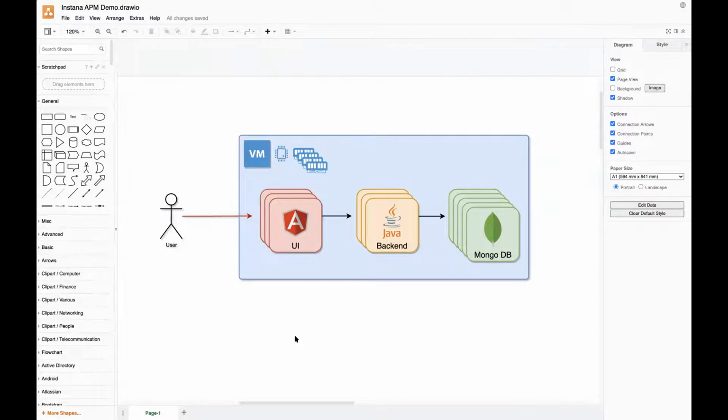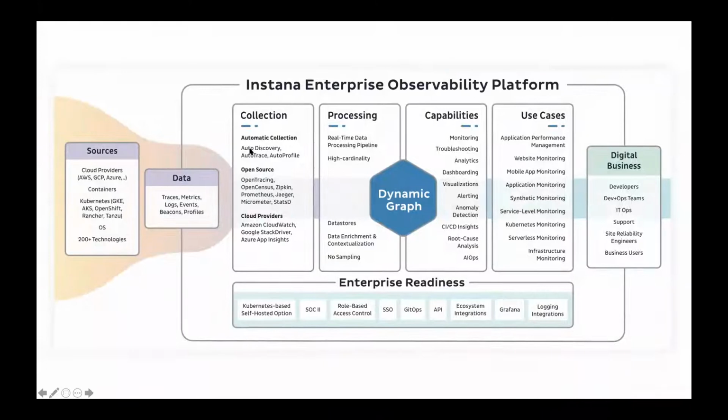But in real life, the number of technologies or number of products or number of microservices could be a lot. In that case, an APM should be capable of auto identifying all the different processes or products or services that are running, and it should be able to track them, right? That's what this particular point is. It is auto discovery and auto trace. It will discover everything automatically, and it will try to get more information about it.